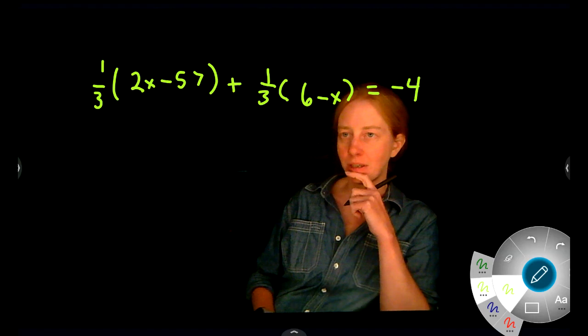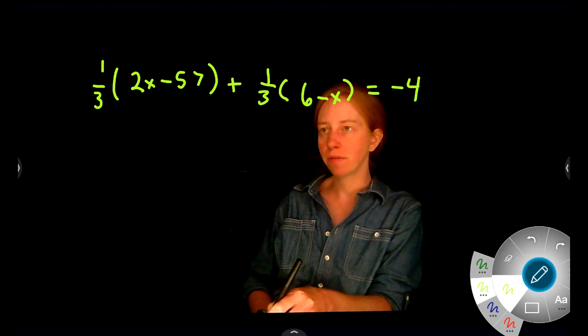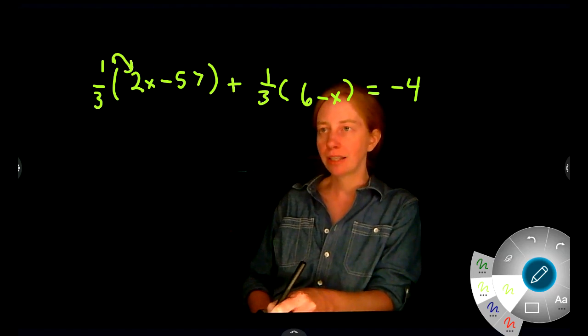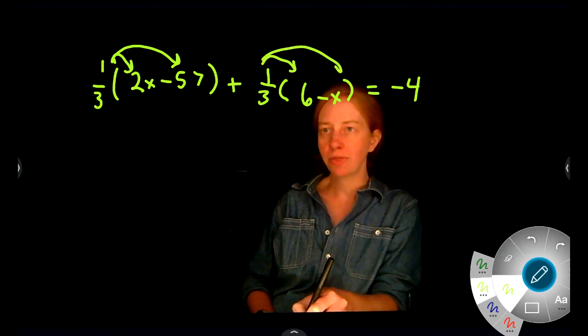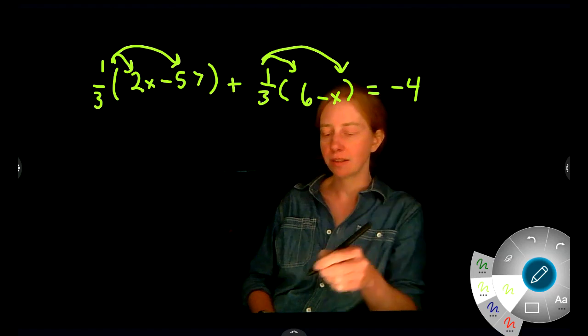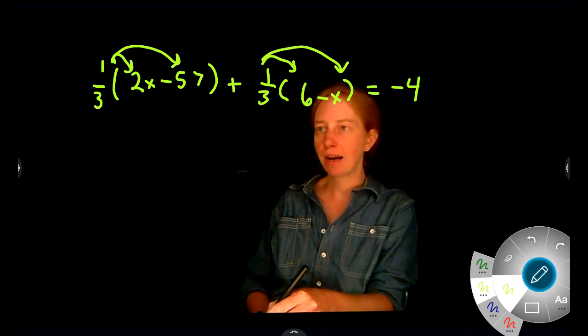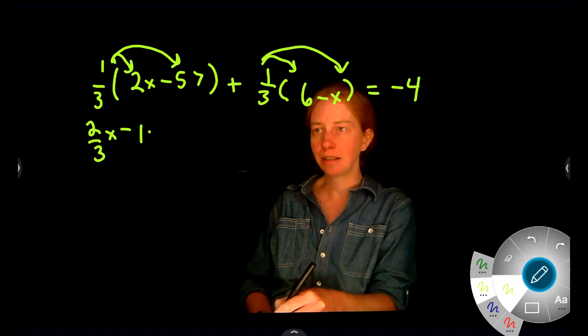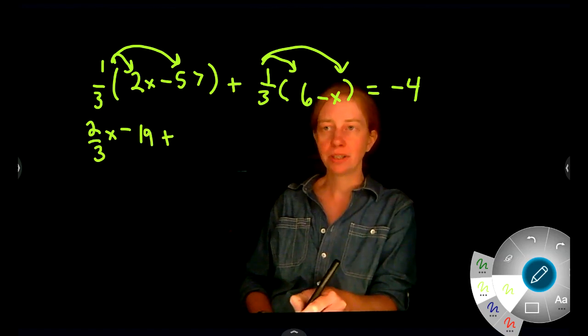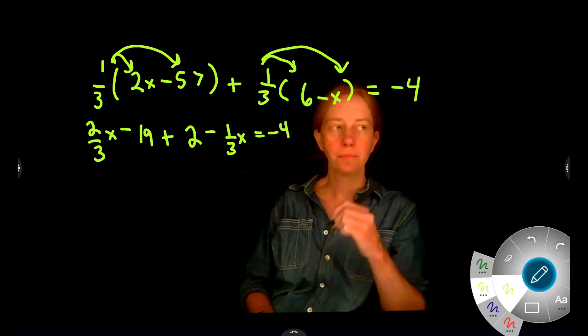So the first thing that I'm going to do with a problem like this is I don't like having all those parentheses. That's part of my order of operations, to get rid of those grouping symbols first. So I'm going to distribute my 1/3 to both of these areas. So here we now have 2/3 x minus 57 divided by 3 is 19. Plus 1/3 times 6 is 2 minus 1/3 x equals -4.